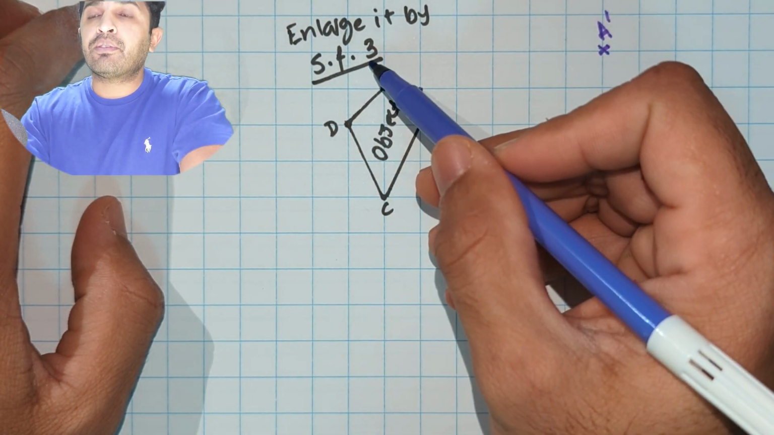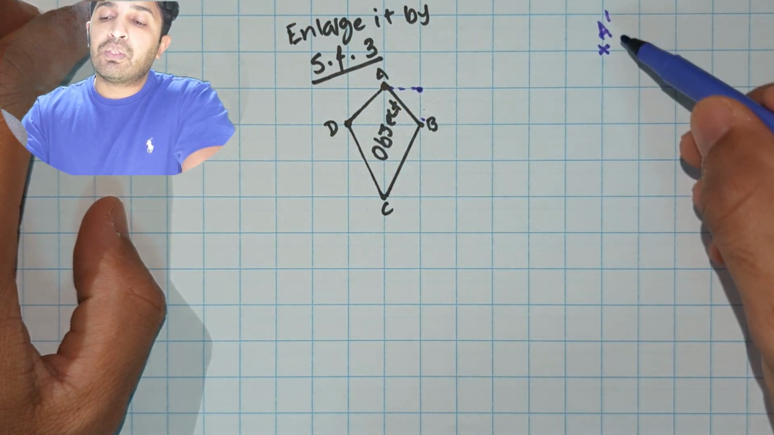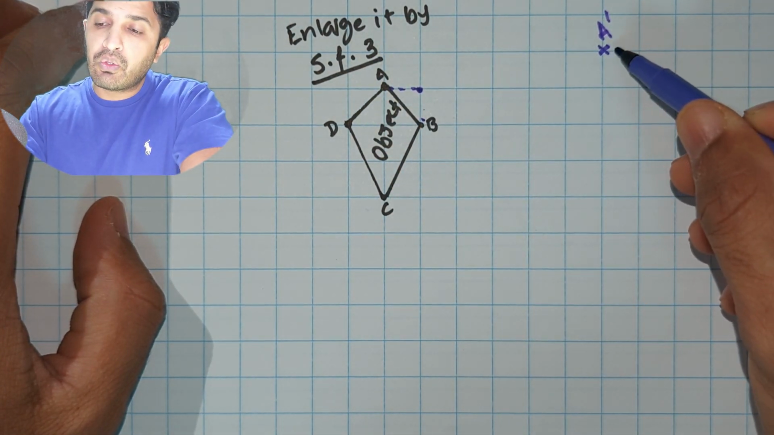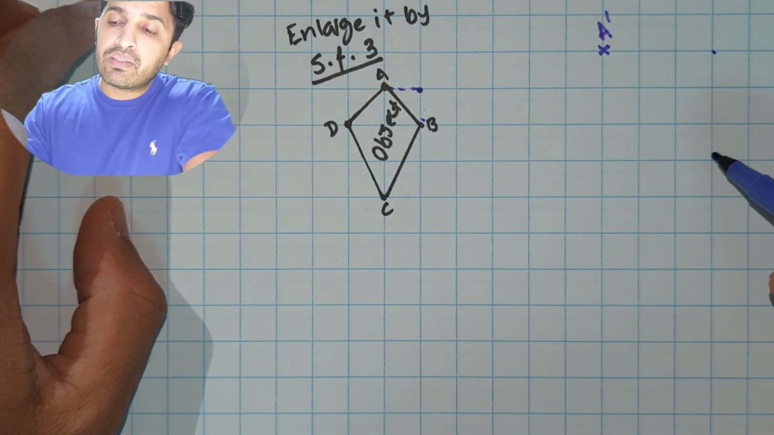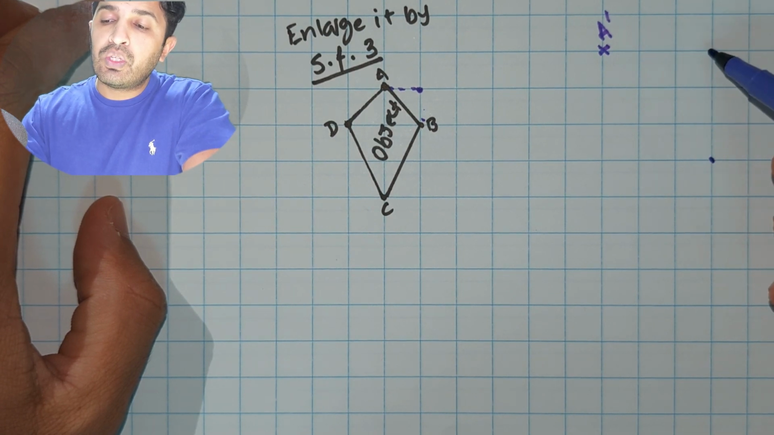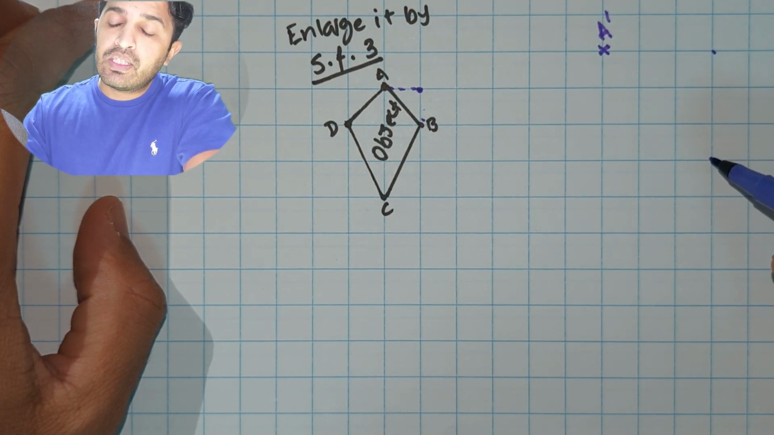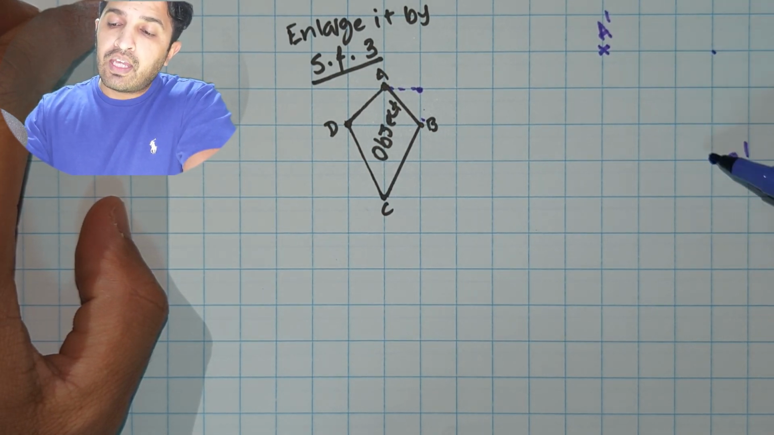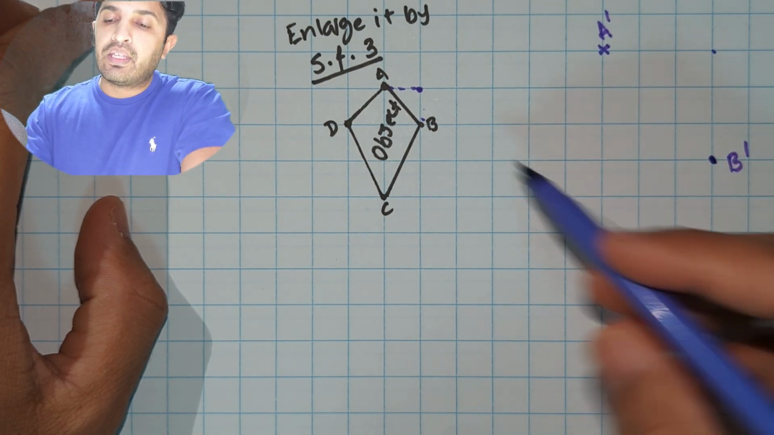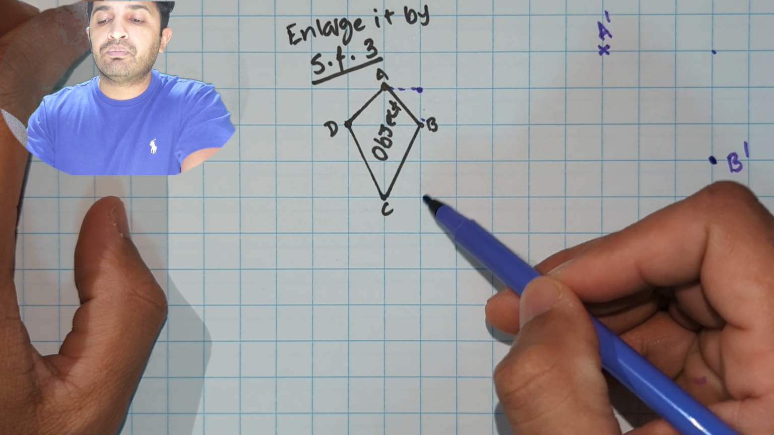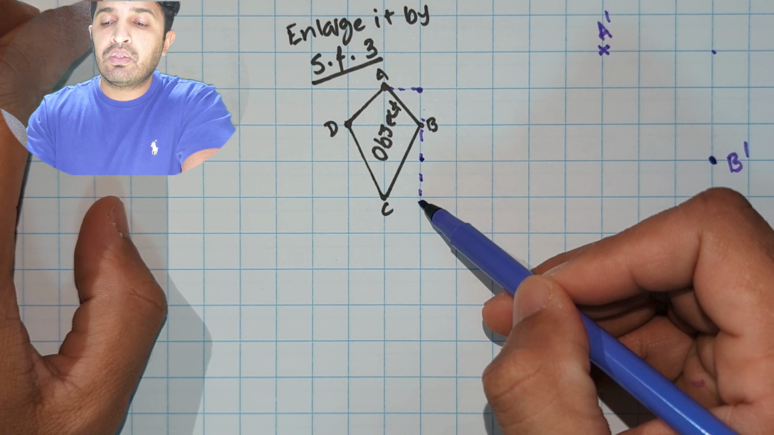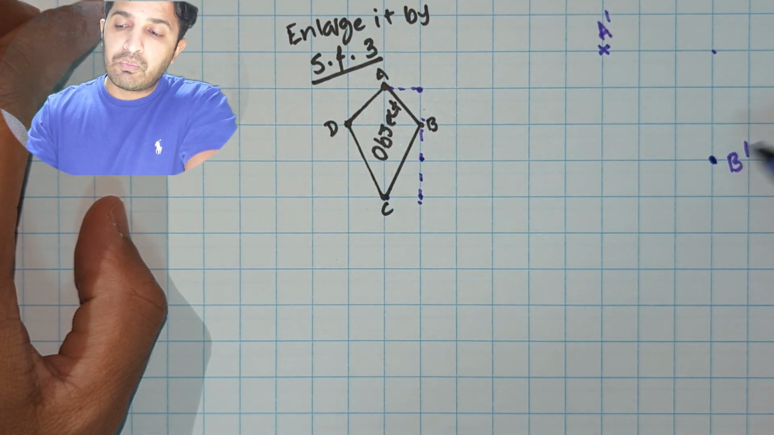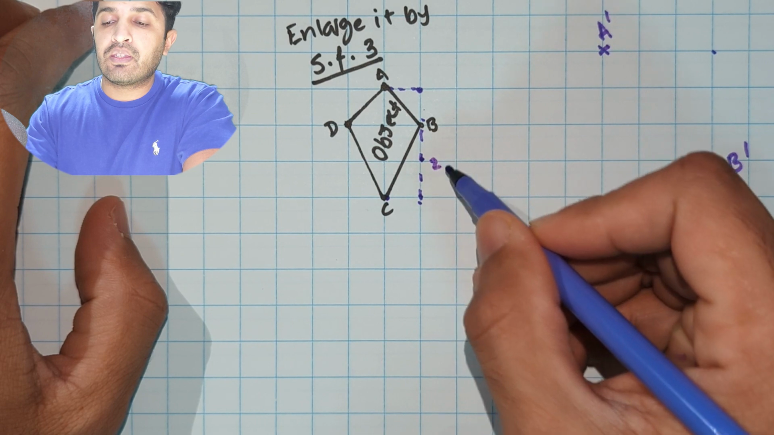And we're making it 3 times bigger because the scale factor is 3. So from A prime, we're going to be going 3 points to the right and 3 points down. So we go 1, 2, 3, 1, 2, 3. So this is where your B prime is going to be. You can see a 3 diagonal will take you to B. Then from B to C, I'm going 2 down and 1 to the left. So B to C, I'm going to triple that distance.